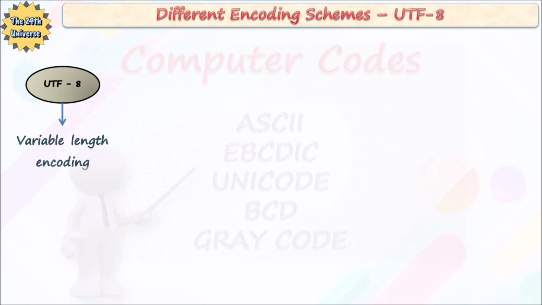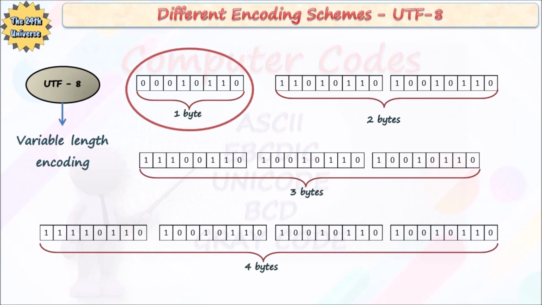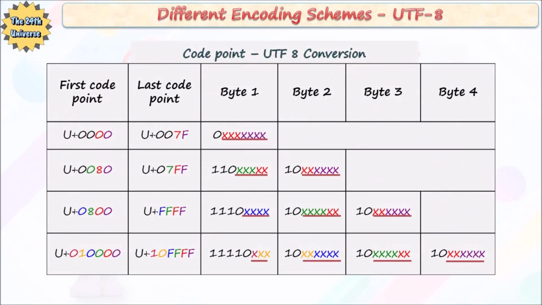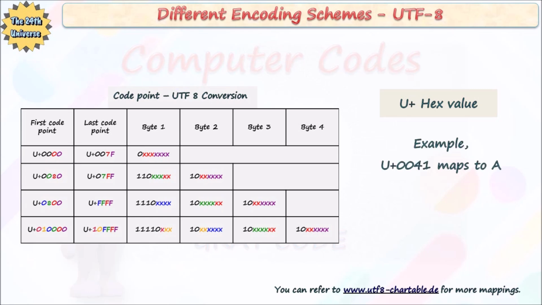UTF-8 is a variable length encoding and takes 1 to 4 bytes depending upon the code point. Here, the smallest binary representation of a character is 1 byte. Here you can see the UTF-8 conversion table with the code point. The X characters are replaced by the bits of the code point. A Unicode code point is written as capital U plus the hex value of that code point. Example, U+0041 is A, capital letter A. U+0906 is the letter आ in the Devanagari language.